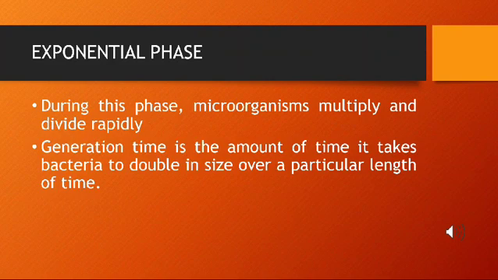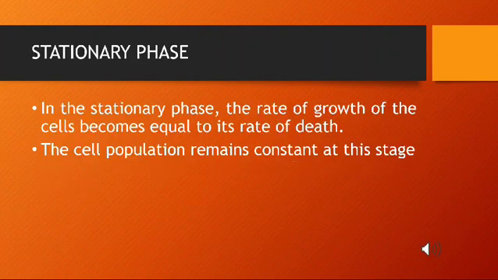Exponential phase. During this phase, microorganisms multiply and divide rapidly. Their metabolic activity increases, and binary fission and DNA replication begin in earnest. Generation time is the amount of time it takes the bacteria to double over a particular length of time. The period of time it takes for an organism to reproduce varies.